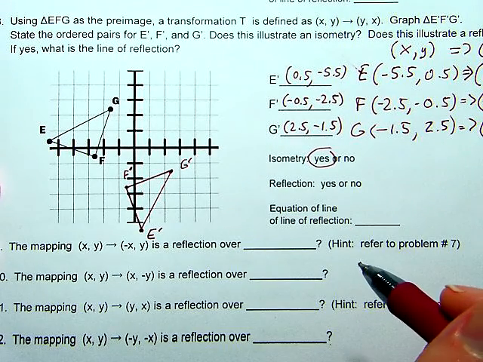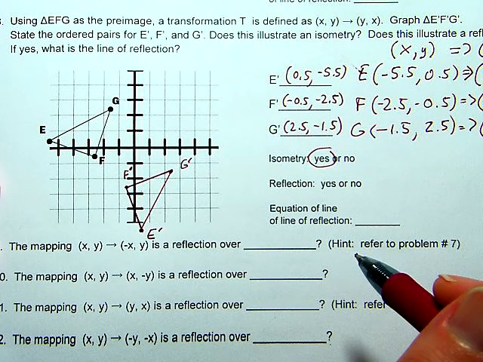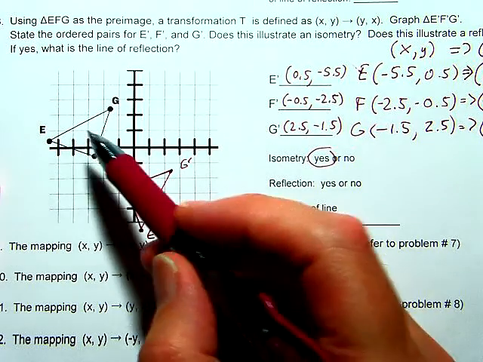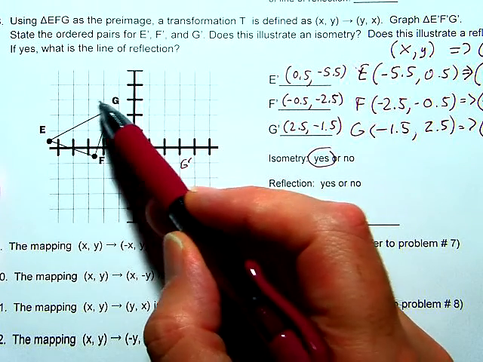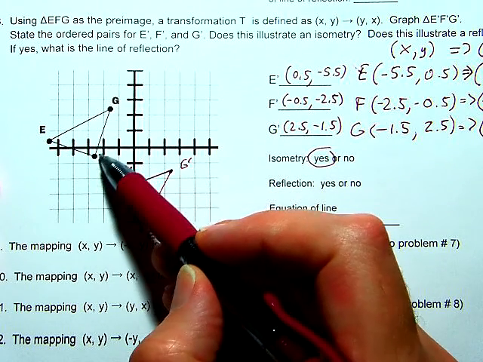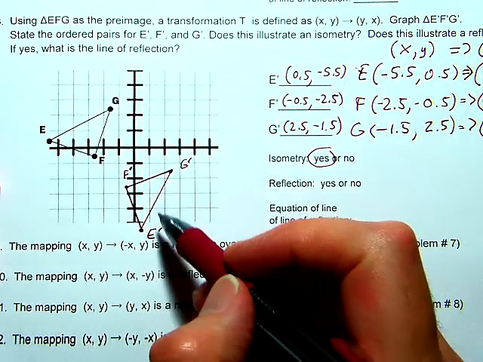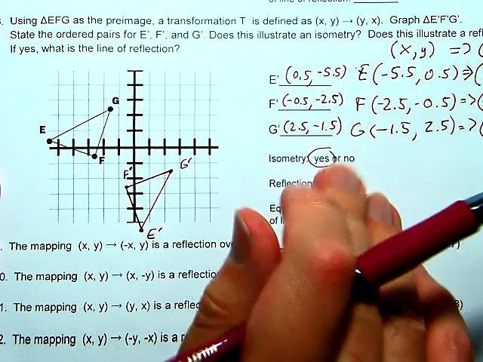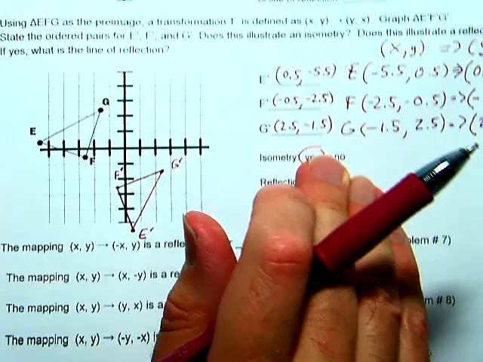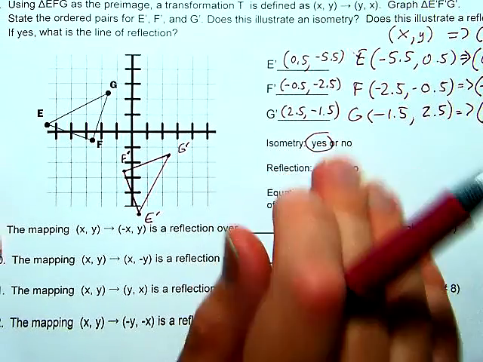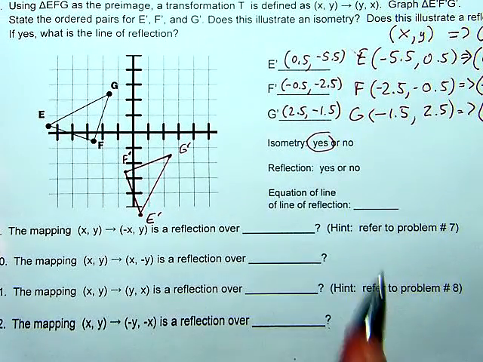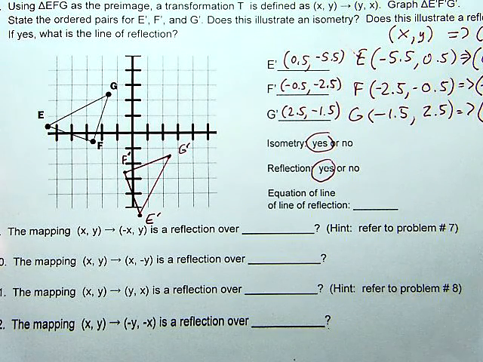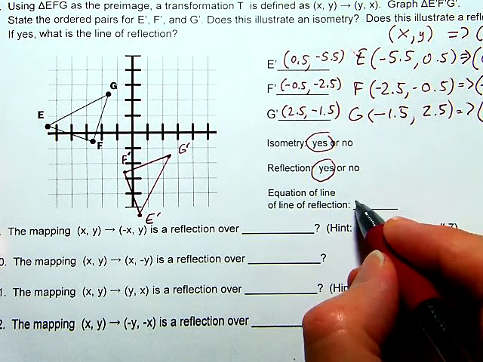Let's double check. Let's make sure that the orientation is reversed, which is what we expect in a reflection. So EFG here would be counterclockwise, right? We're going from E to F to G, but E prime to F prime to G prime here is clockwise. By the way, we didn't do that on the last problem, but you should check for yourself just to make sure that you're satisfied that orientation is reversed. So this is a reflection, and the equation of the line of reflection is the line y equal x.